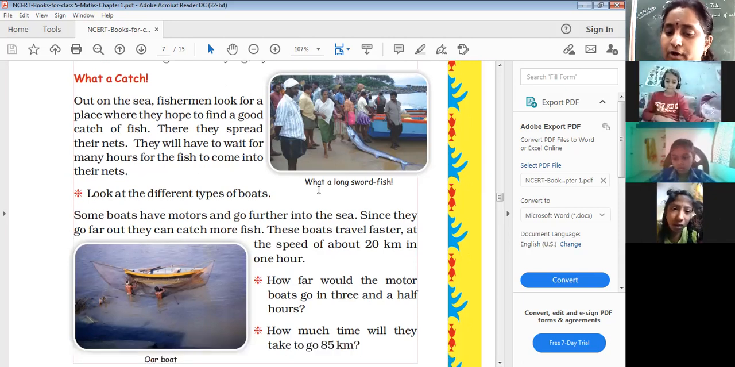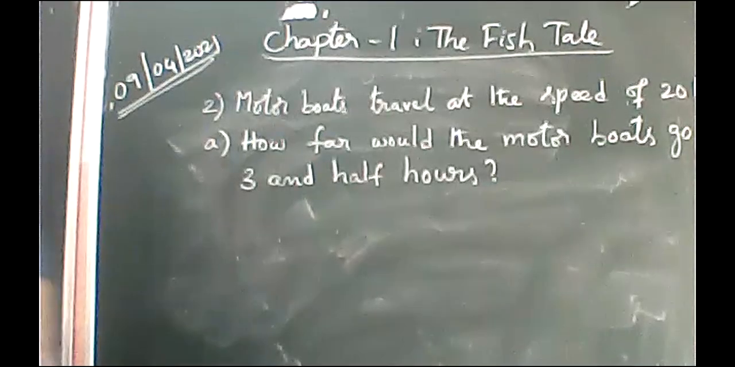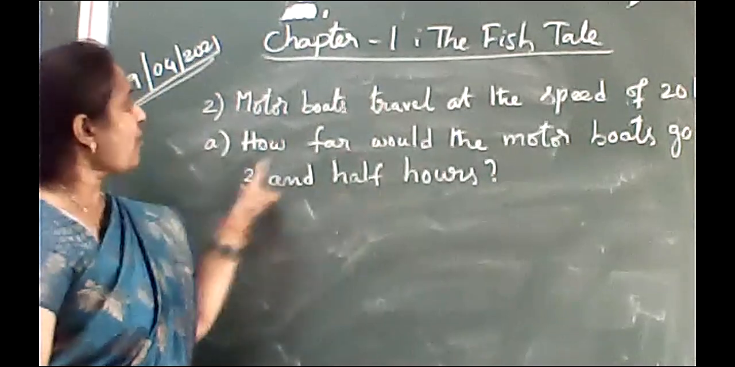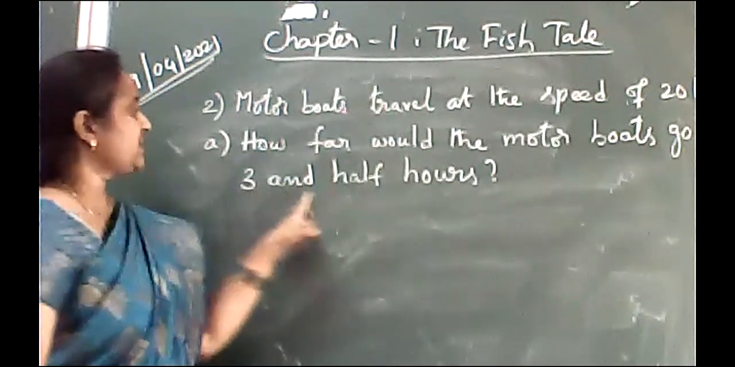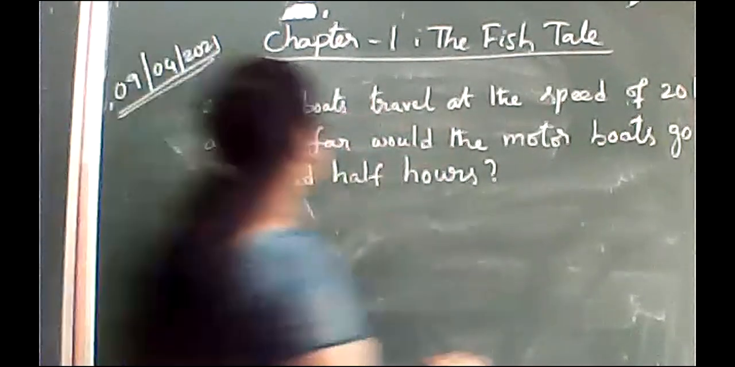How far would the motor boats go in 3.5 hours? How much time will they take to go 85 kilometers? Okay, ma'am, this we will do now. So, what is the speed of the boat? In 1 hour, how many kilometers does it travel? It travels 20 kilometers. Motor boats travel at a speed of 20 kilometers per hour. How far would the motor boats go in 3.5 hours?